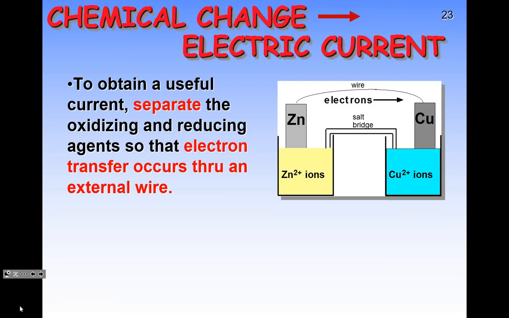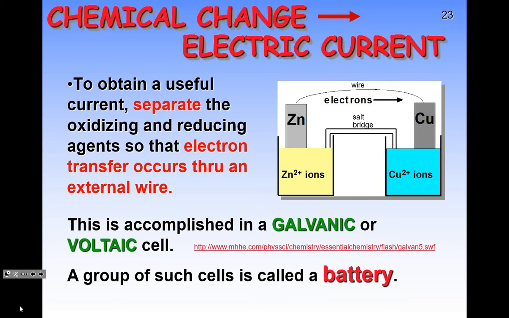Okay, we separate them so the electron transfer can occur through an external wire. This is a voltaic cell. This is a battery.